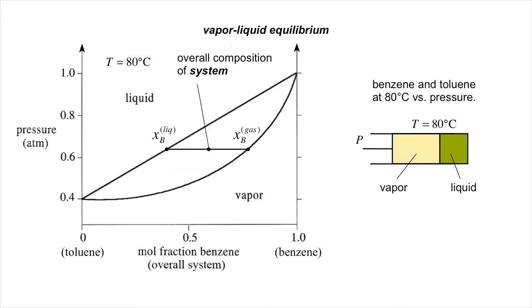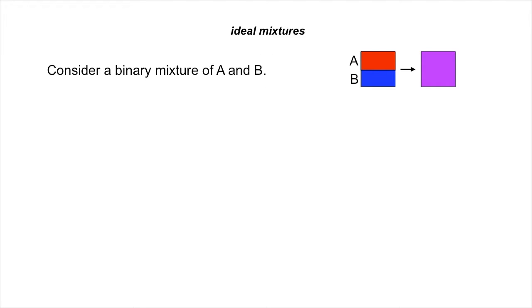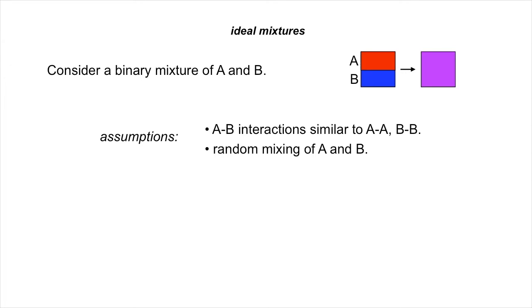What we'd like to do here is finally explain this behavior and come up with a predictive model for the location and curvature of the liquid and vapor saturation lines. To begin, we need a model for enthalpy and entropy. A common starting point for molecules having similar structure and properties is something called the ideal mixture approximation. To understand this approximation, consider a binary mixture of A and B. Imagine that the energetic interactions between A and B are similar to the interactions between A molecules in pure A and between B molecules in pure B.